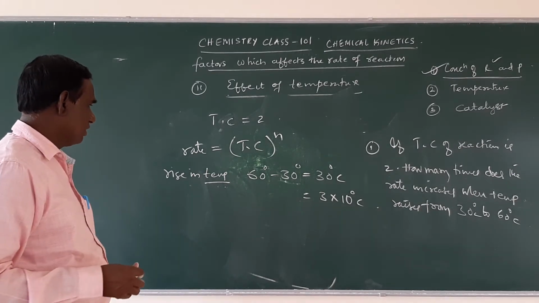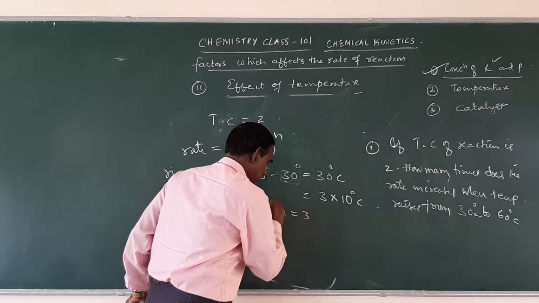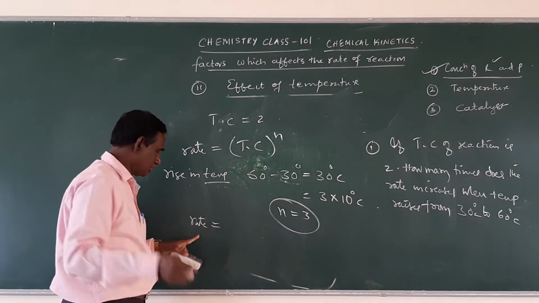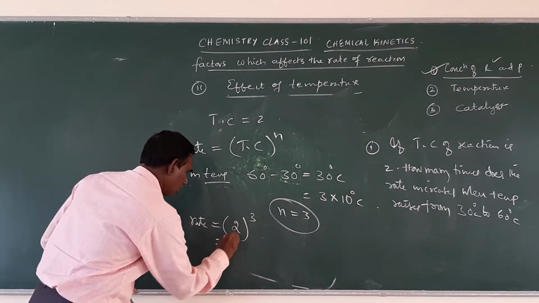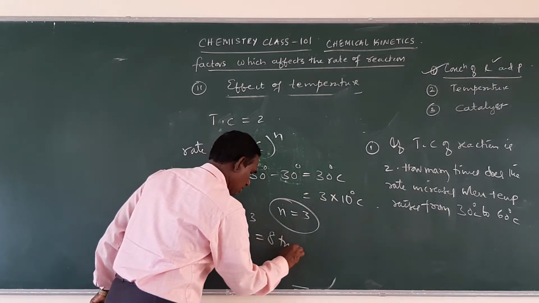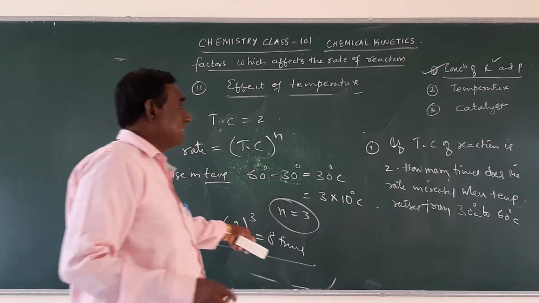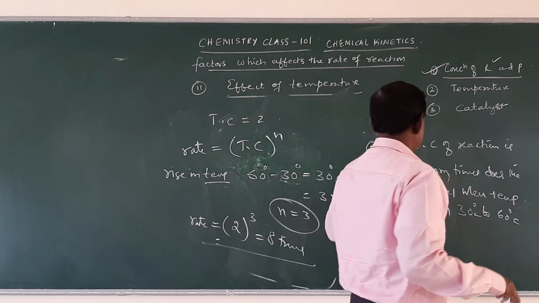So how many times will it increase? 3 times. That is, n is equal to 3. So therefore, how many times does the rate increase? Rate is equal to Tc, which is 2, to the power of 3, which is equal to 8 times. So 8 times the rate will increase when the temperature coefficient of the reaction is 2.